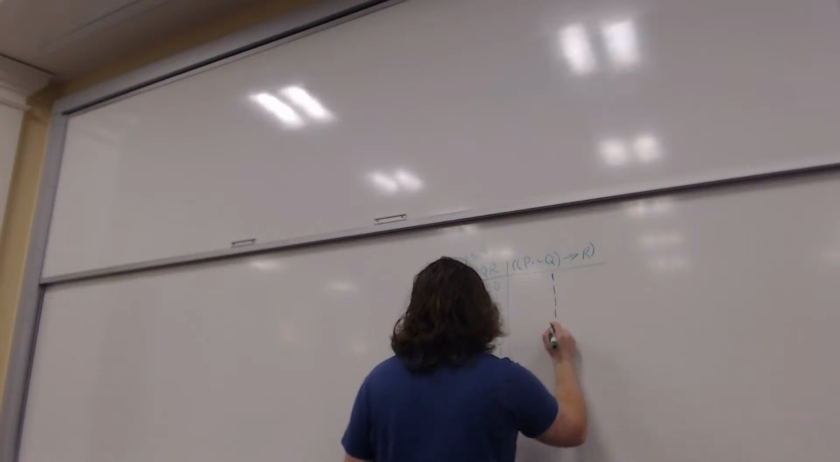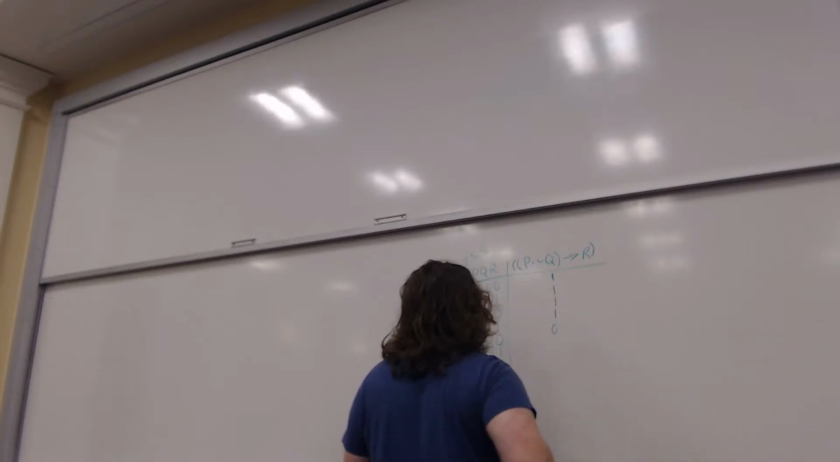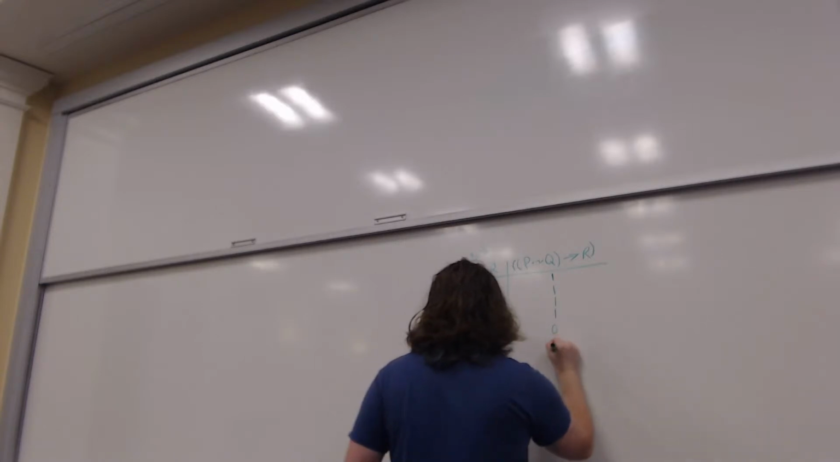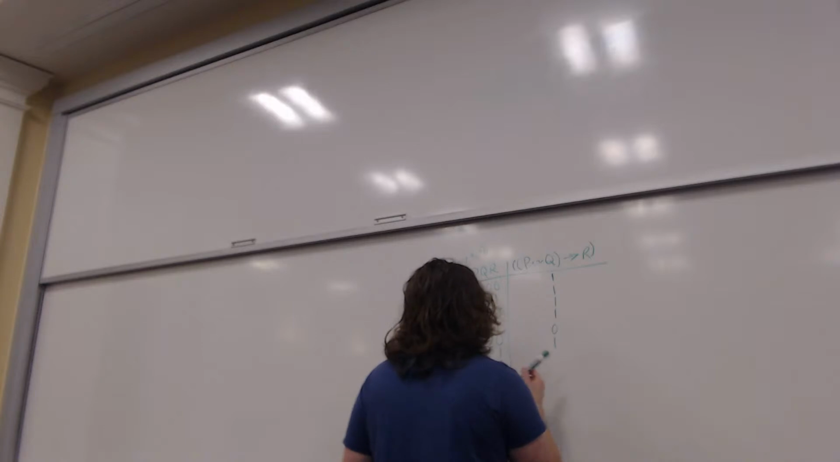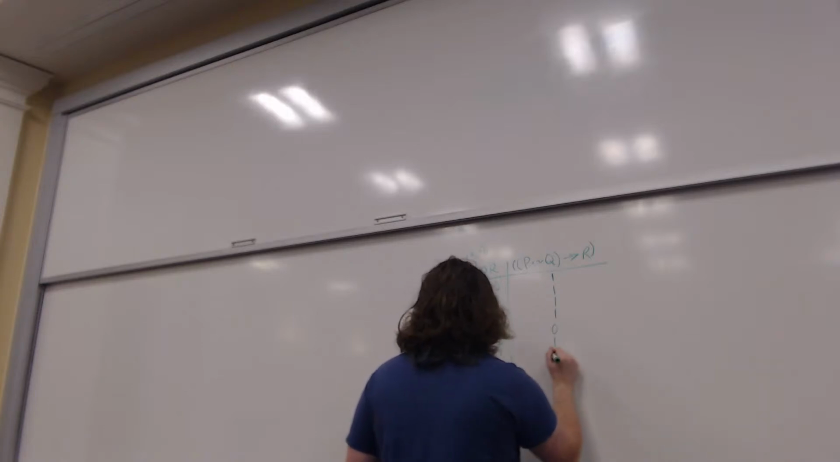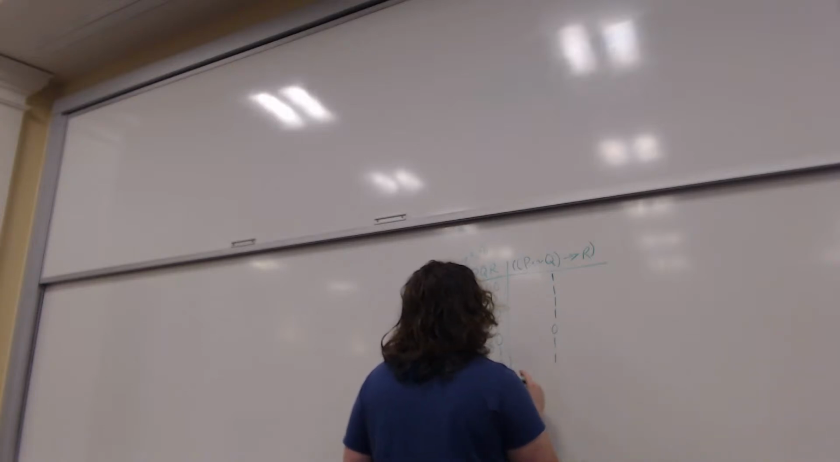Second set of values, P and Q do not match. That makes the left side of the arrow statement false, which makes the arrow statement true. Third set of values, P and Q don't match, makes the triple bar false, makes the left side of the arrow false, which makes the arrow true.